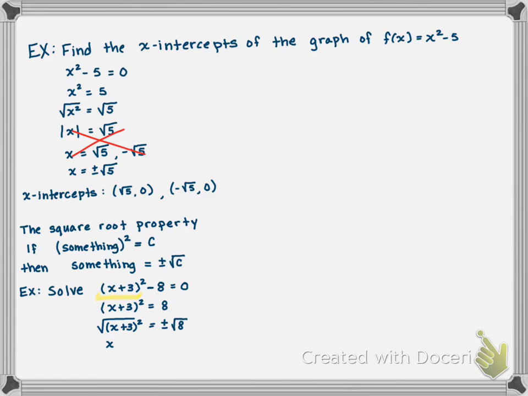And so we get x plus 3 is equal to, and we can simplify the square root of 8 as 2 times the square root of 2, right? Because 8 is 2 squared times 2. The square root of 2 squared is 2. The square root of 2 is the square root of 2. And then we're not quite done solving for x because we need to get that 3 out of there. So I'm going to subtract 3 from both sides.